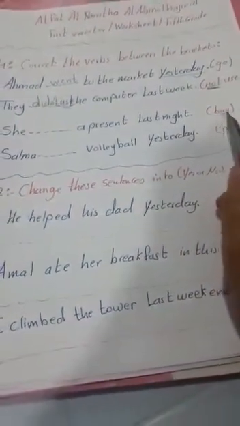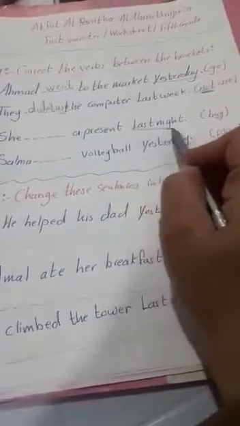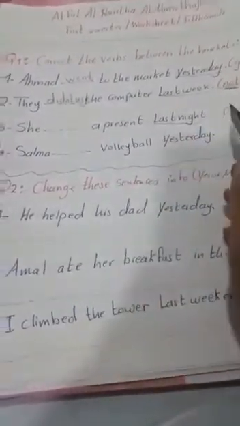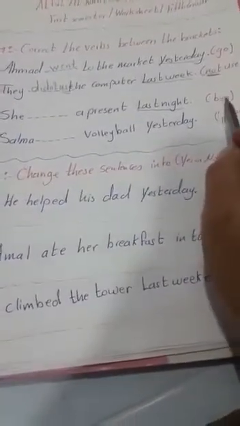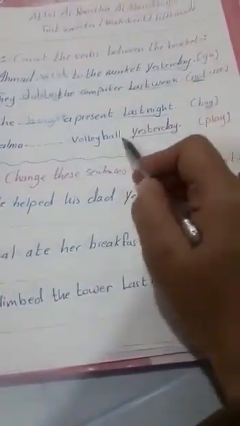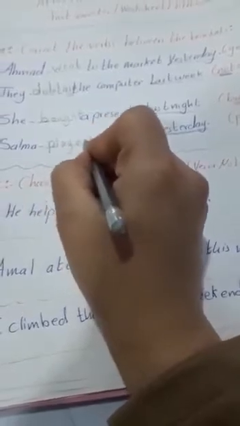3. She (buy) a present last night. Buy is an irregular verb. Last night and last week are adverbs of simple past. What is the past of buy? Bought. 4. Salma (play) volleyball yesterday. Play. Yesterday is a keyword of simple past. What is the past of play? Played. It is a regular verb, that's why we add ed.